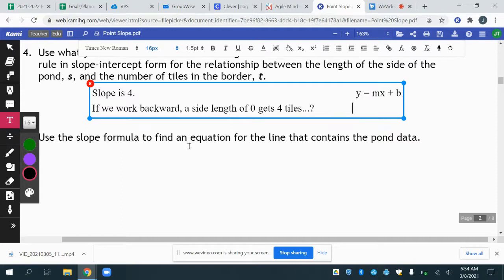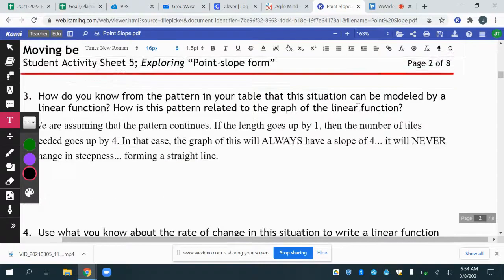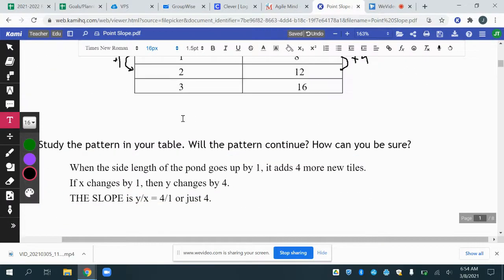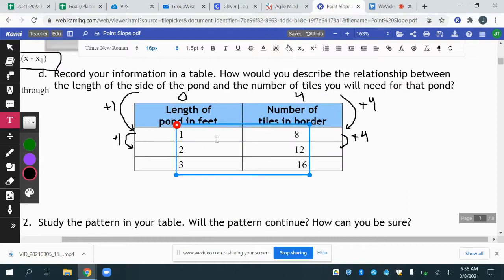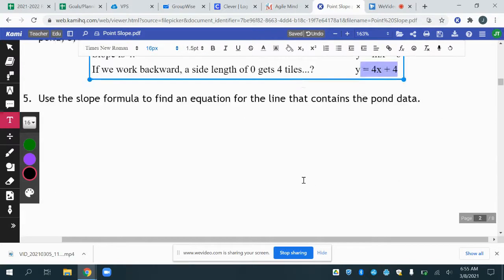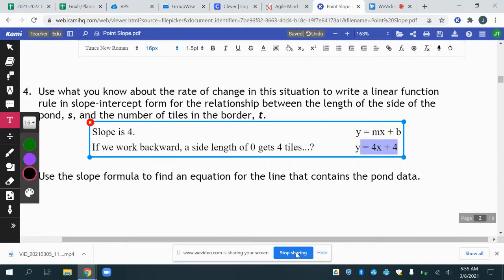Well, I changed m to 4 and b to 4. y equals 4x plus 4. And I guarantee you, if you try to plug in the numbers up here, 1, 2, 3, and 4, 0, 1, 2, 3, 4, it'll give me these for y. All right, I'm going to stop for now.